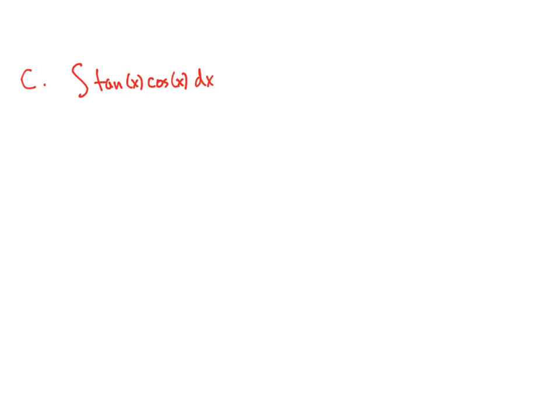All right, and then our last example here, we have the integral of tangent of x times cosine of x times dx. Now, what we'll do is we'll rewrite this. We'll rewrite tangent as sine of x over cosine of x multiplied by cosine of x dx. And what we see is that we can cancel out the cosine of x here. So that simplifies the integrand to sine of x dx.